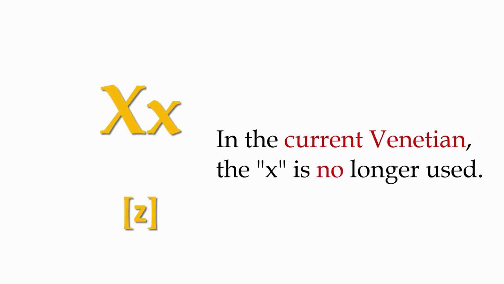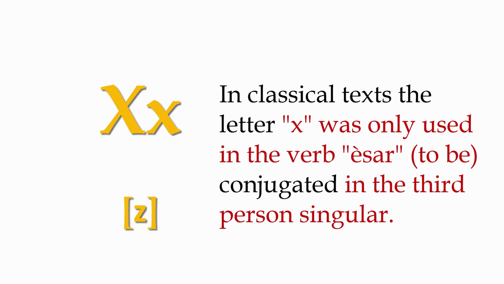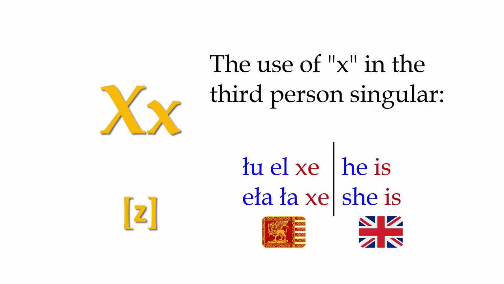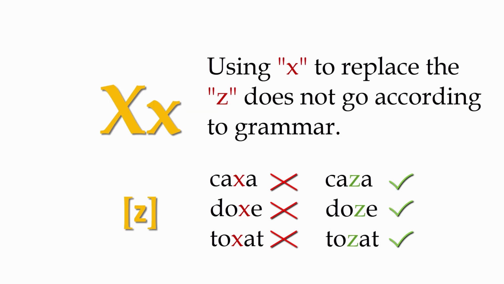In the current Venetian, the X is no longer used. In classical texts, the letter was only used in the verb Esser, to be, conjugated in the third person singular. Lu elze. Ella lazzi. Using X to replace Z does not go according to grammar. Casa. Doze. Tosat.